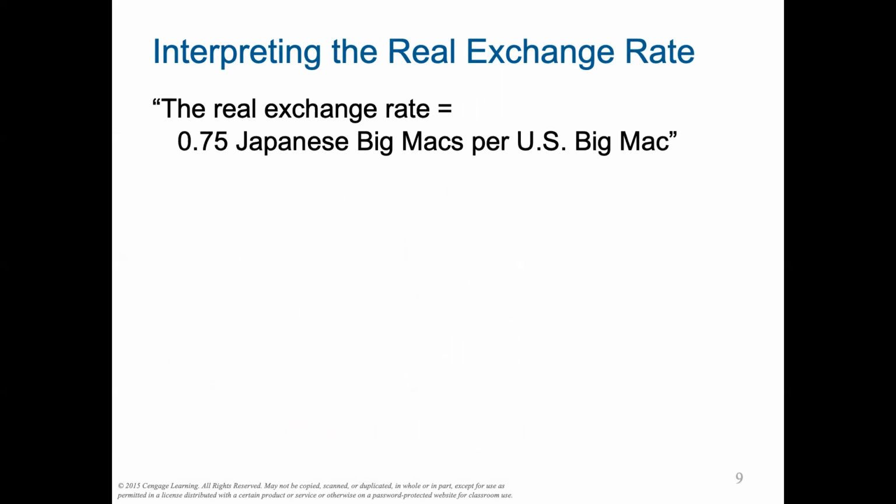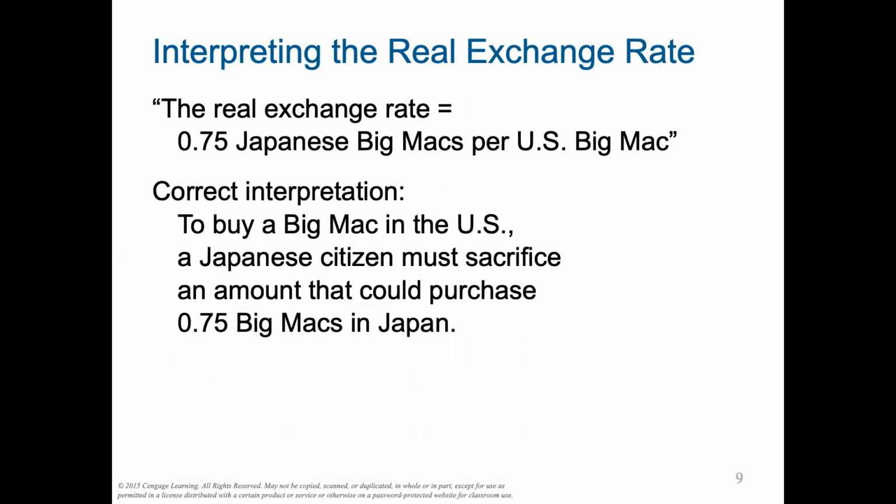If the real exchange rate is 0.75, the correct interpretation is that to buy a Big Mac in the United States, a Japanese citizen must sacrifice the amount that could purchase 0.75 Big Macs in Japan.